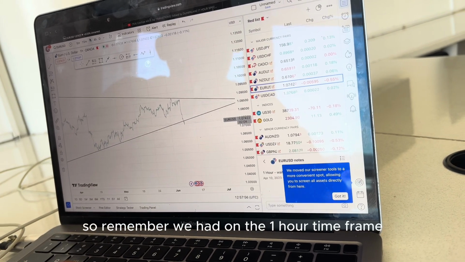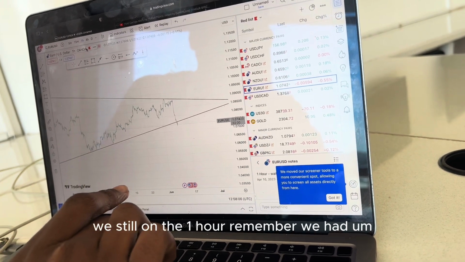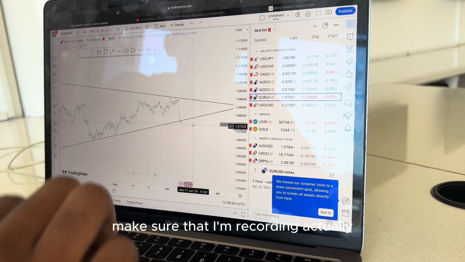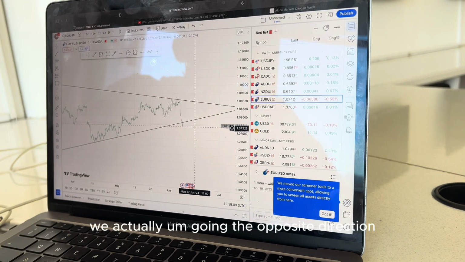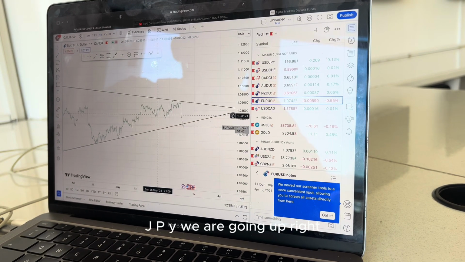So remember, we had on the 1 hour time frame, we're still on the 1 hour. Let me just share my screen right there, make sure that I'm recording actually. So remember on the EUR/USD, we were going in the opposite direction on the 1 hour time frame, whereas on USD/JPY we were going up, right?